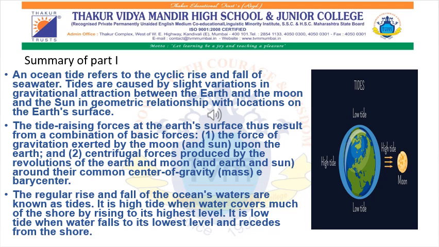The regular rise and fall of the ocean's water are known as tides. It is high tide when water covers much of the shore by rising to its highest level. It is low tide when water falls to its lowest level and recedes from the shore.